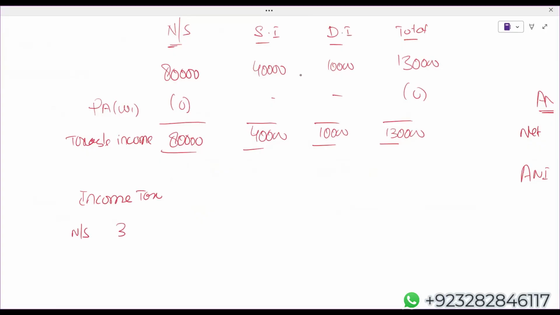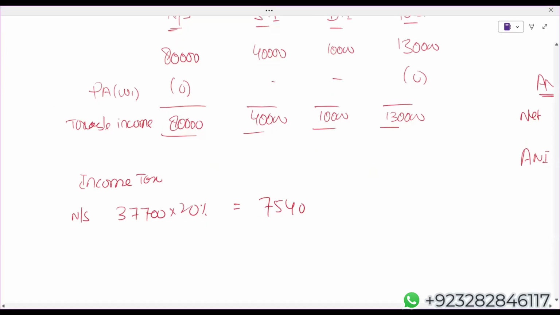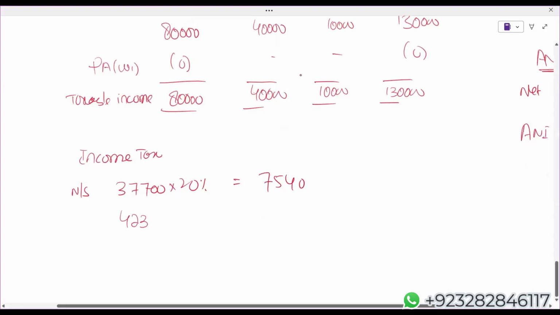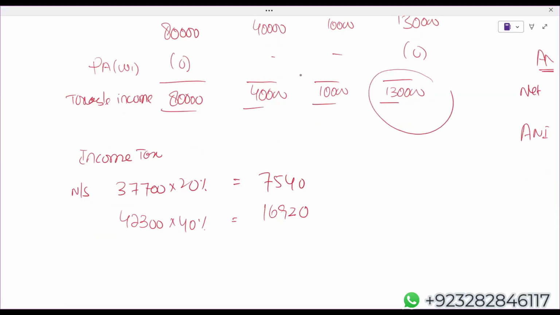Of course, non-saving 37,700 into 20%, 7,540. From this 80,000, I will deduct 37,700. I'm getting 42,300 into 40%, 16,920. Now, look at this 1,30,000. Can I say the taxable income is 1,30,000? So, by looking at 130, we can easily say this individual is an additional rate taxpayer. And can I say additional rate taxpayer does not get nil rate band for the saving income?